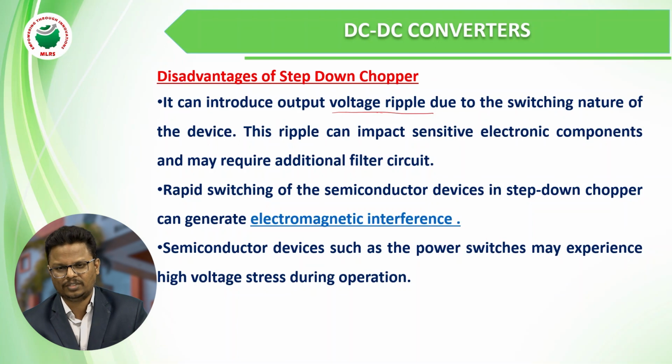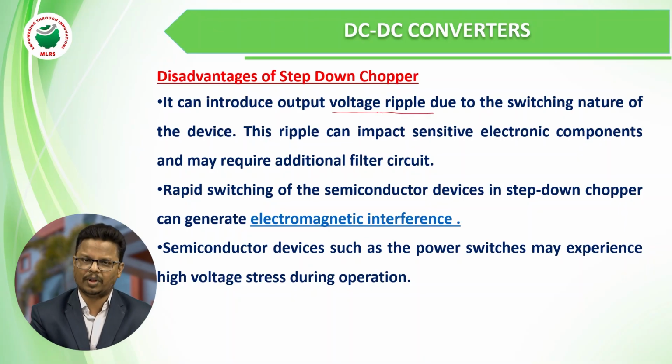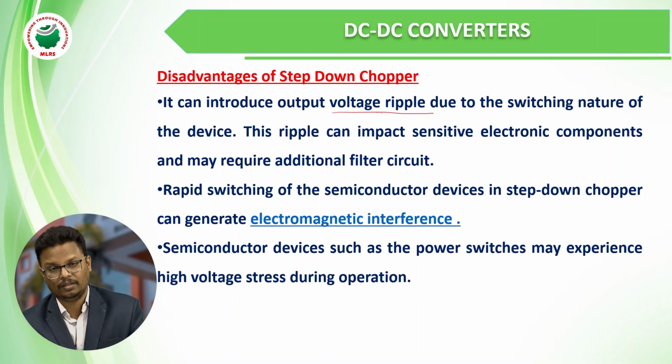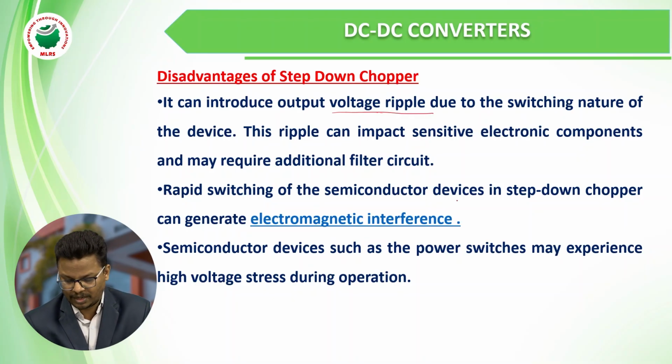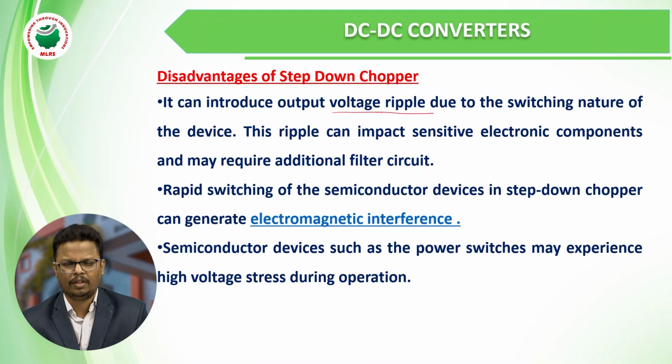Not only this DC to DC converter faces this problem, but also the inverter, rectifier, cycloconverter, etc. In all the devices where we are using the switching operation, the ripple problem will be there. And rapid switching of the semiconductor device in a step down chopper can generate electromagnetic interference. While doing the switching operation, turn on and turn off, the frequency will change, so the neighboring communication lines also get some disturbance through interference between this DC to DC converter and the communication line.